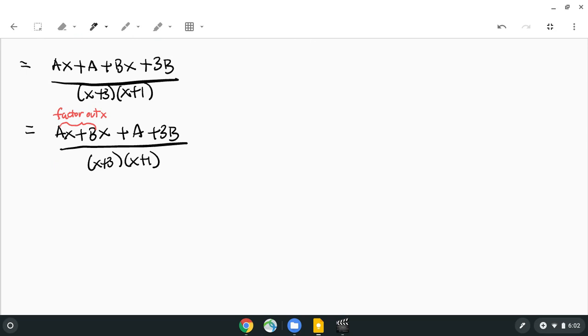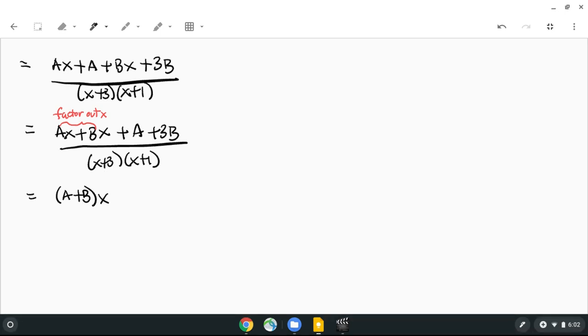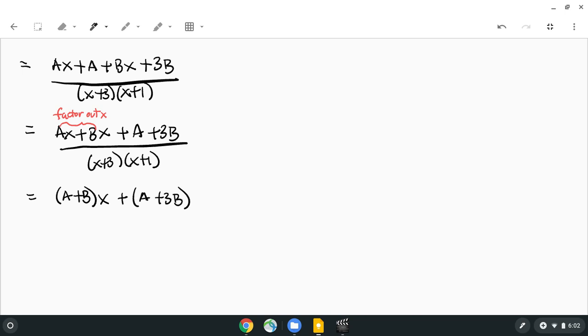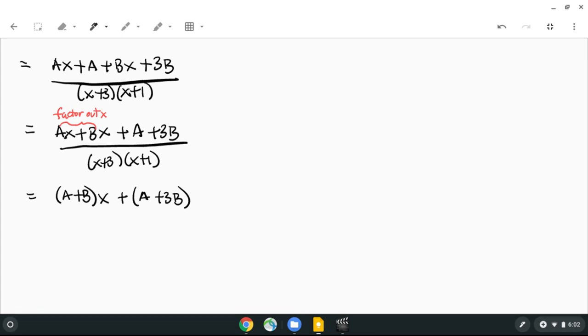Okay, so when I do that, I get a plus b here, and I get x on the outside. And then here, I'm just going to keep them together inside their own little grouping symbols, all over the denominator. All right, so now I can match these up.